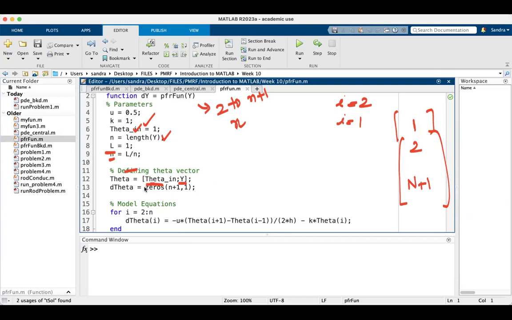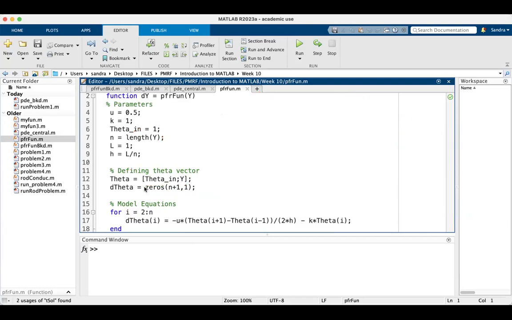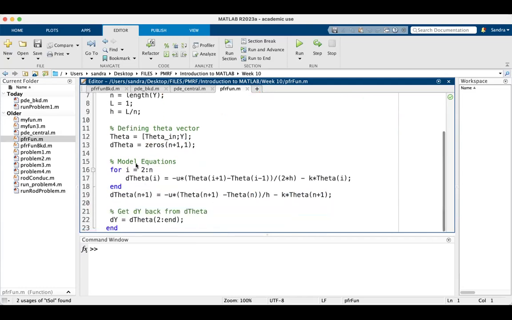Now my d theta, I'm taking all to be zeros. There are n plus 1 zeros, but out of which I'm only interested in making equations for the 2 to n plus 1 points. For the 2 to n interval, I have to do the central differencing. So that is why I'm writing it in a loop, i equal to 2 to n. This is the central differencing formula: minus u times (theta i plus 1 minus theta i minus 1) divided by 2h, minus k theta i. So that I'll do for 2 to n intervals. And for the last interval, that is the n plus 1th point, I will be doing backward differencing: minus u times (theta n plus 1 minus theta n) divided by h, minus k theta n plus 1.